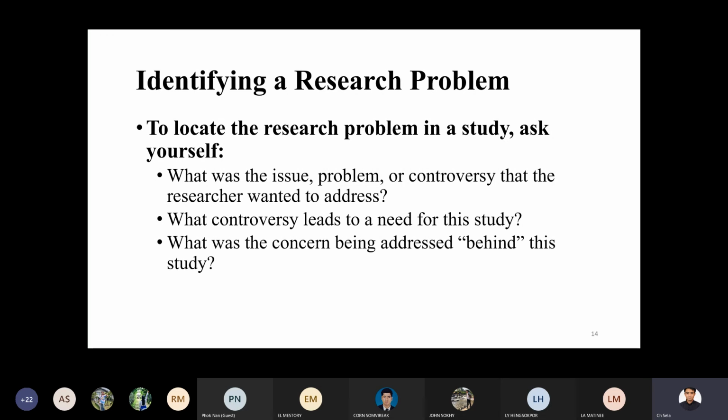What was the concern being addressed behind this study? So what is the concern? If you do not do the research on this particular topic, what would happen?